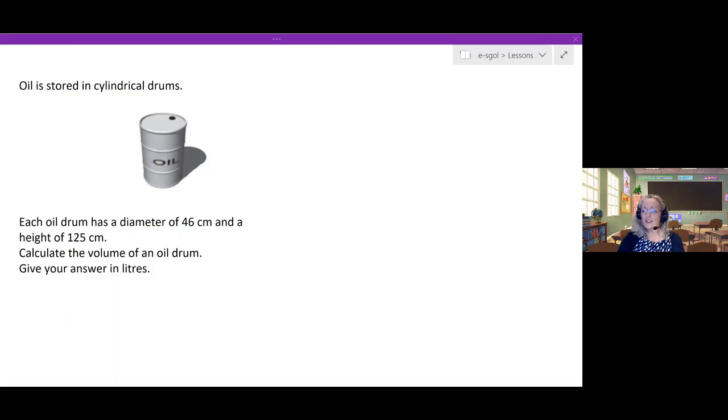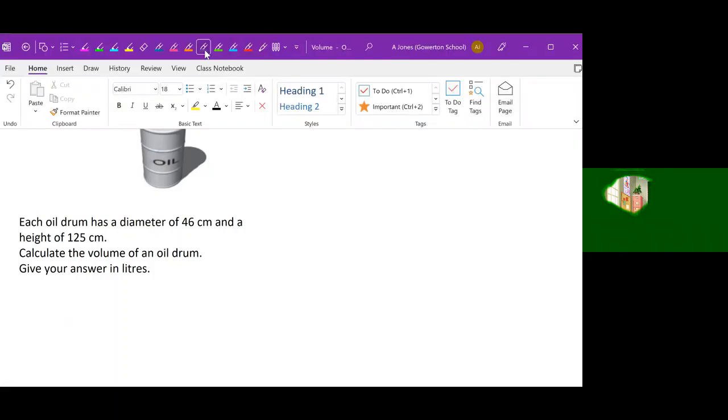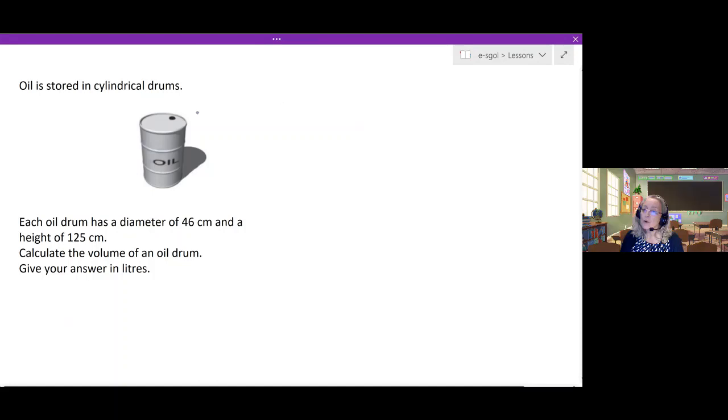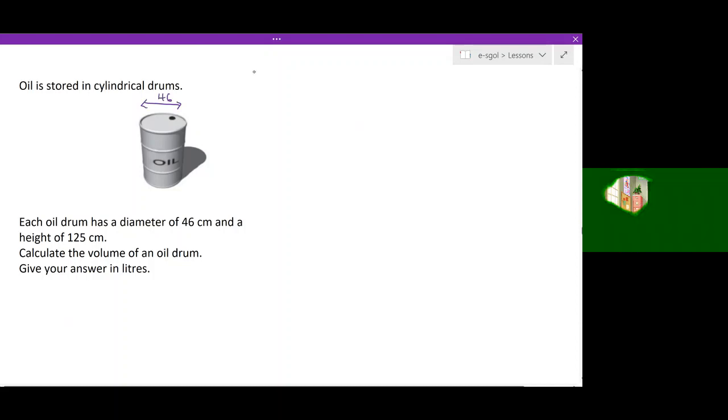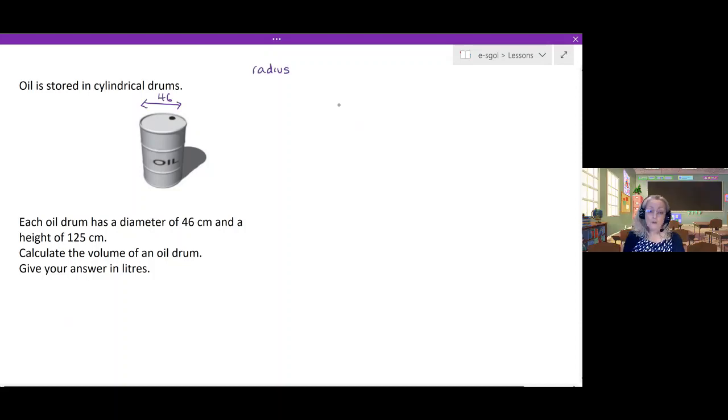Okay, let's have a look at this one. So we have to find the area of the circle. Let me get my pen back again. There it is. So we've been given that the diameter here is 46. So we've got to start by finding a radius. And a radius is half the diameter. So I'm going to do 46 divided by 2. And I've got a radius is going to be 23 centimetres.